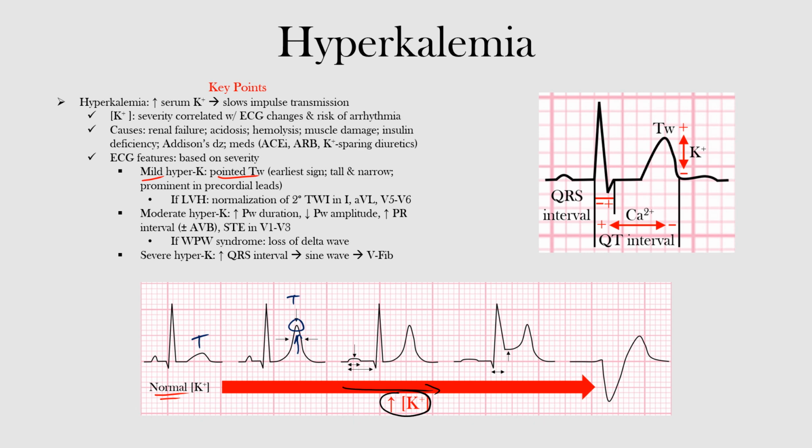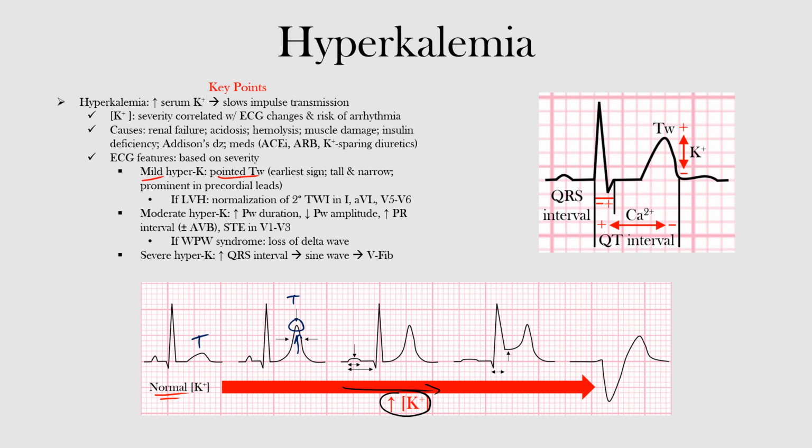As potassium levels continue to rise, moderate hyperkalemia shows more prominent T wave changes. The P waves become wide and decrease in amplitude. The P wave may even become difficult to make out at this point. The PR interval will lengthen, and occasionally sinoatrial block may occur. Even second-degree AV block or third-degree, or complete heart block, may develop. ST elevation may also occur in leads V1 through V3.